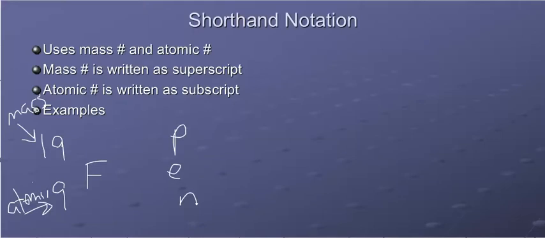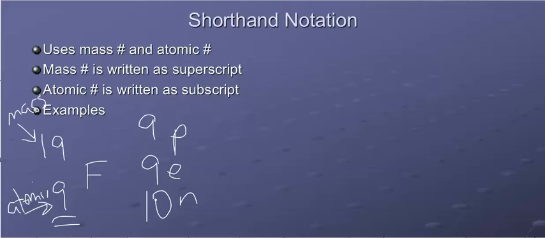The number of protons is 9 because it's atomic number 9. The number of electrons is also 9 because this is a neutral atom. Now the number of neutrons, we're going to take the mass number minus the atomic number. So 19 minus 9 gives me a total of 10 neutrons.